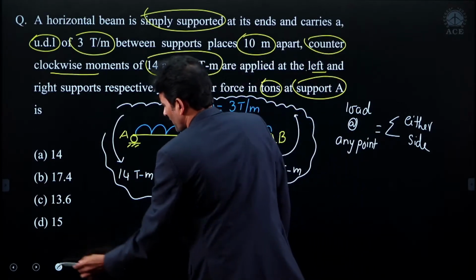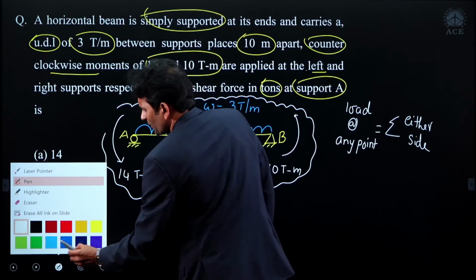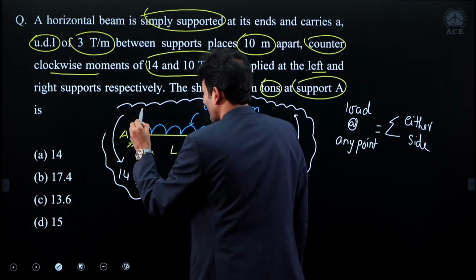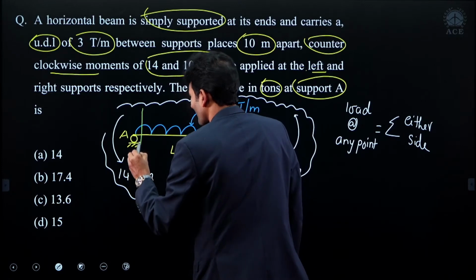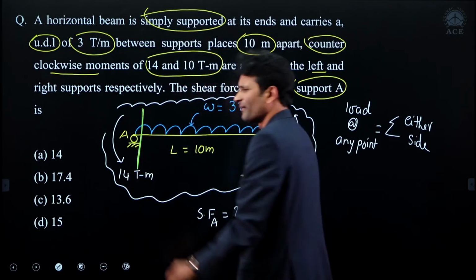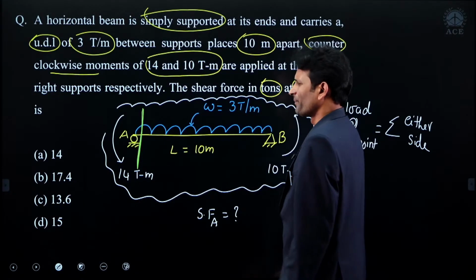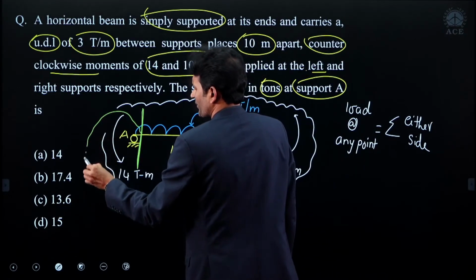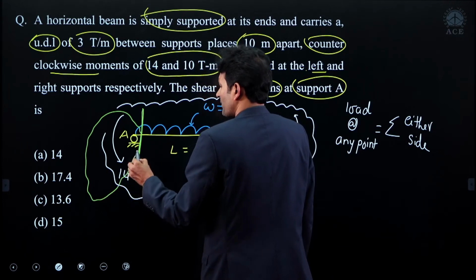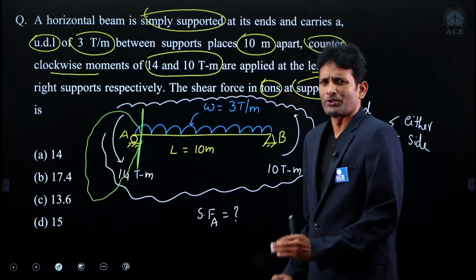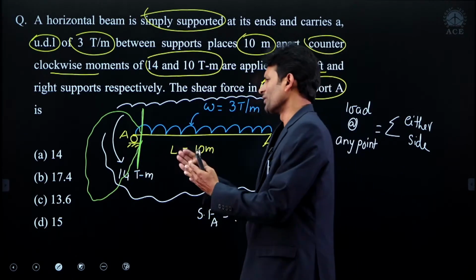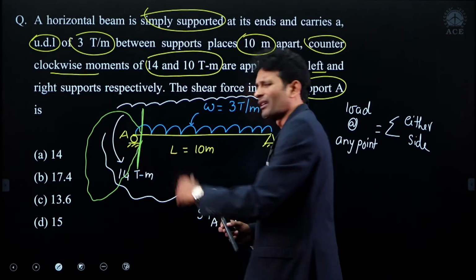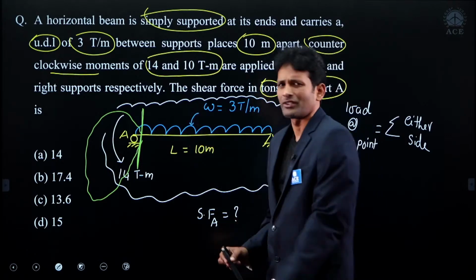Our requirement is the shear force at point A. So I can take the section at A. For this section, I try to take the left hand side forces. The algebraic sum of all these left hand side forces is going to give the shear force value at point A. You can take either right hand side forces or left hand side forces. I can take left hand side forces.